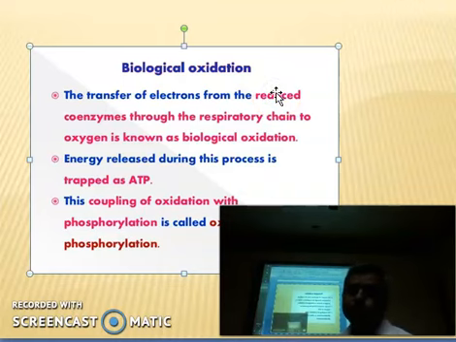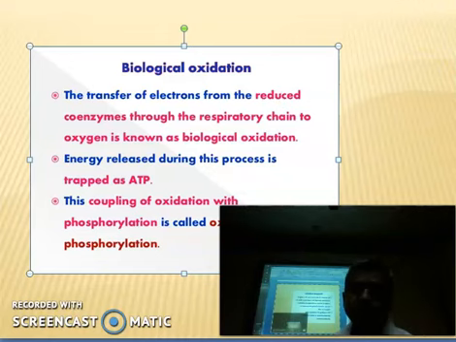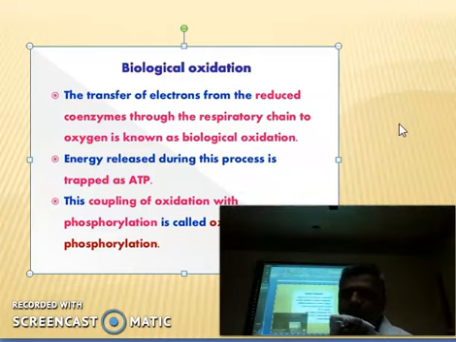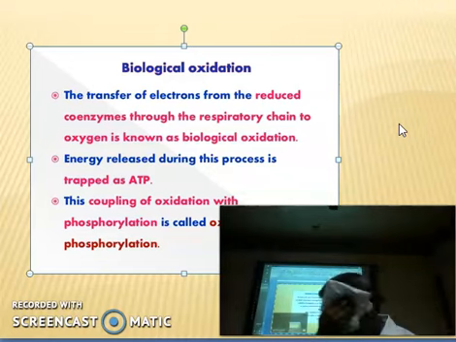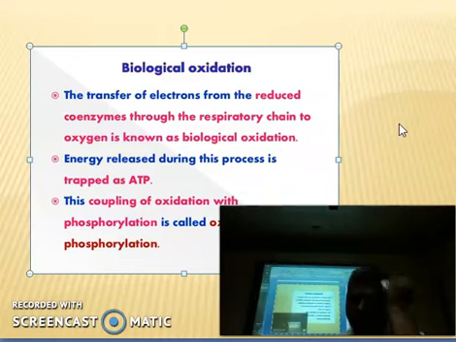Now the new topic I will complete within two or three slides only. That is biological oxidation. The transfer of electrons from the reduced coenzyme through the respiratory chain to oxygen is known as biological oxidation. What is biological oxidation? Transfer of electrons from reduced coenzyme through the respiratory chain to oxygen is known as biological oxidation. So you have to write biological oxidation.